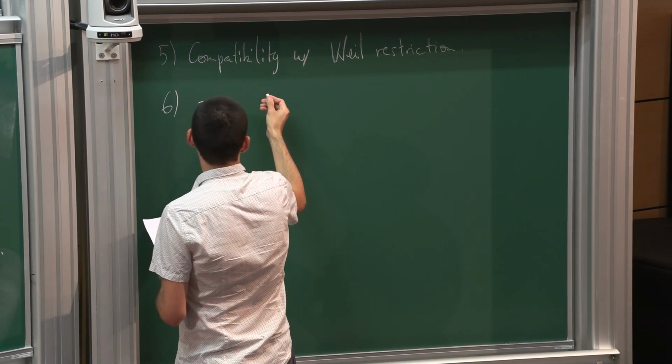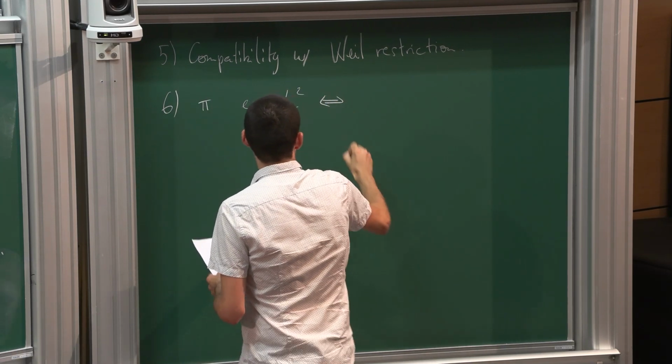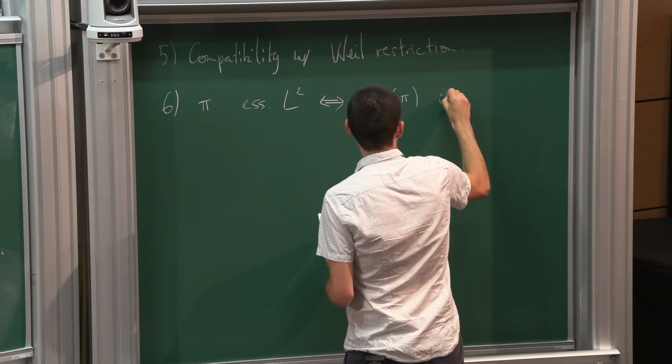So pi should be essentially L2 if and only if the parameter is discrete.